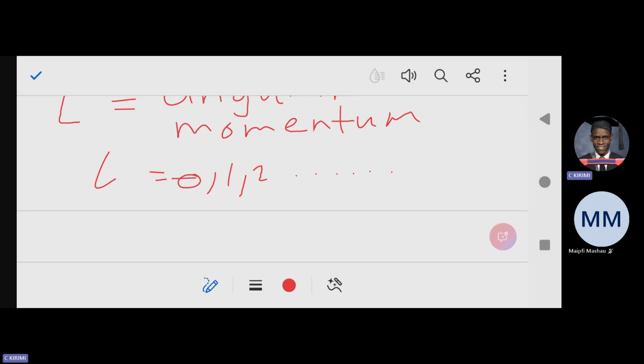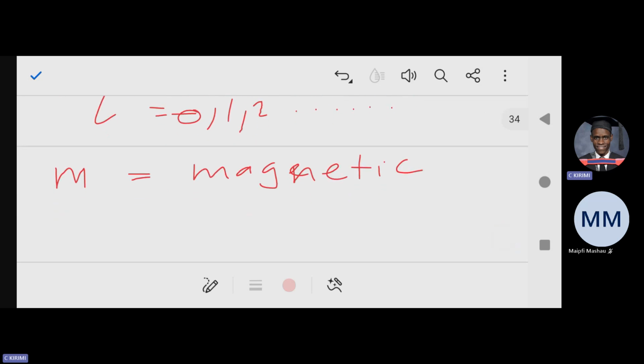But M, that one was angular momentum. So M is the magnetic quantum number. So whenever they talk of M, they are referring to the magnetic quantum number. That is the M. So M is the magnetic quantum number, and it ranges from minus L to L.